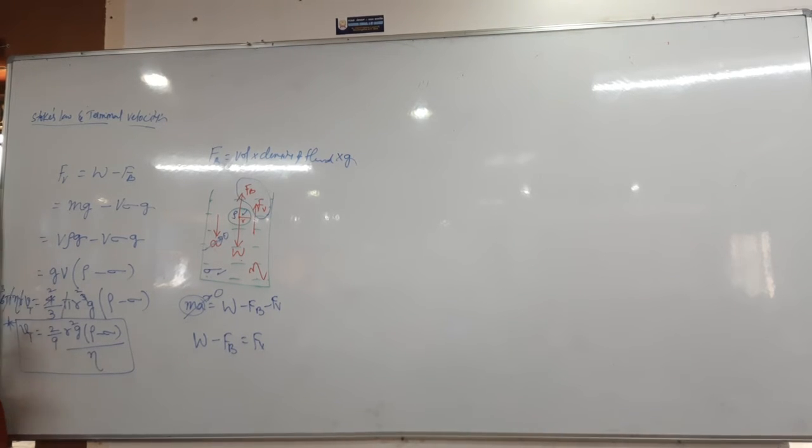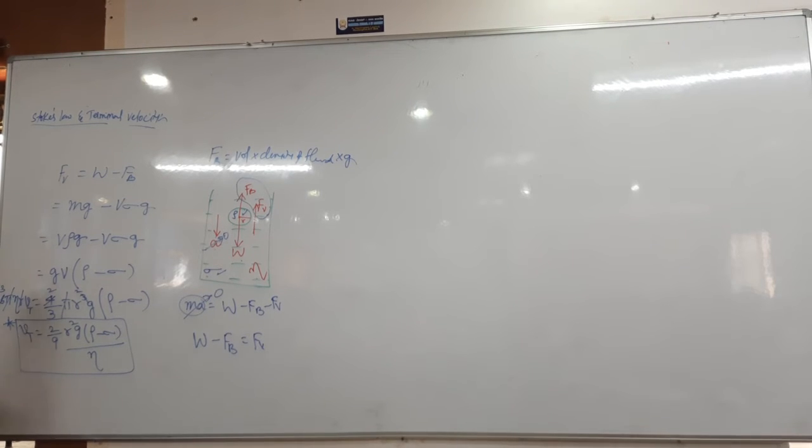From that, Vg I have taken common. Then what is remaining here? Rho minus sigma. Rho is nothing but the density of the object, the spherical object. Sigma is the density of the fluid. So rho minus sigma, and g as it is there. V: because the spherical object is falling here, what is the volume of the spherical object? 4 by 3 pi r cube, everybody knows that.